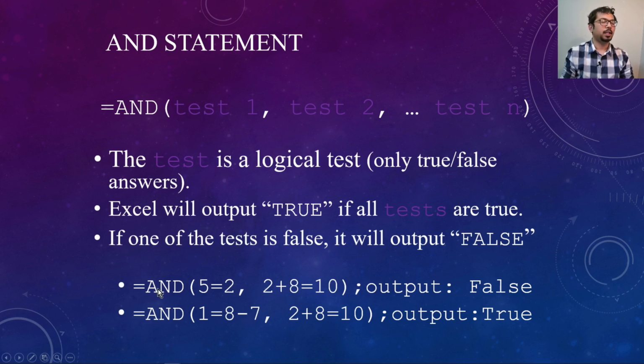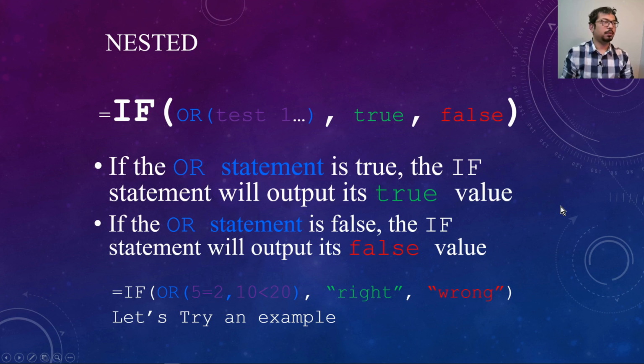As you can see from this example, 5 equals 2 is not true, so it's false. But 2 plus 10 is true, but the output is false because one of the tests is false. And from the second example, you can see this one is true and the second one is also true. As all of the tests are true in this case, the output will be true. So let's go to the next topic, which is called the nested logical statement.